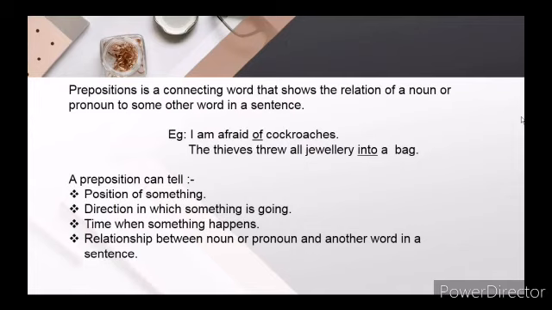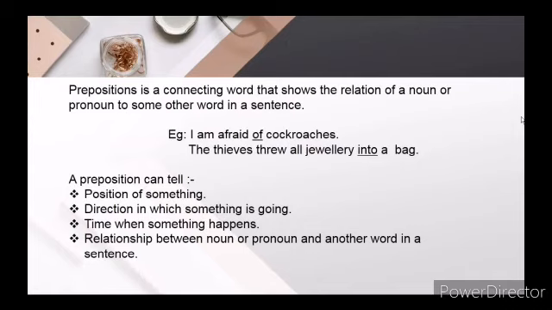For example, I am afraid of cockroaches. The thief threw all jewelry into a bag. As you can see, the highlighted words, that is of and into, have been placed before the noun in these sentences. So, of and into are prepositions, and cockroaches and bag are called objects of prepositions.